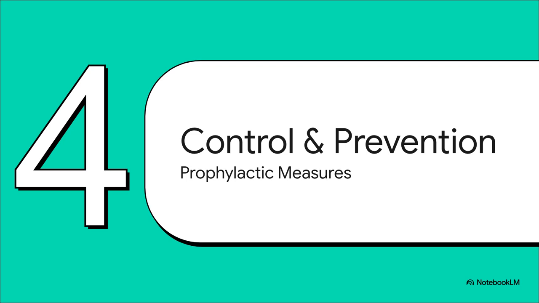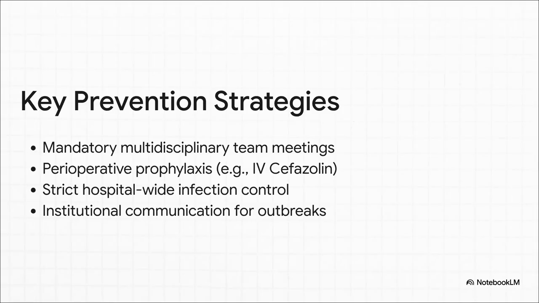Given how brutal these infections are to treat, it's pretty obvious that the best case scenario is to prevent them from ever happening. So now we're going to shift gears and talk about the strategies we need to minimize that risk in the first place. And look, this isn't a one-person job. Effective prevention has to be a system-wide effort. It means having mandatory meetings with a whole team of experts for complex cases. It means standardizing your antibiotic prophylaxis, like giving IV cefazolin before the first cut. It means everyone, and I mean everyone, adheres to strict infection control. And finally, you need clear communication lines for reporting and handling potential outbreaks.